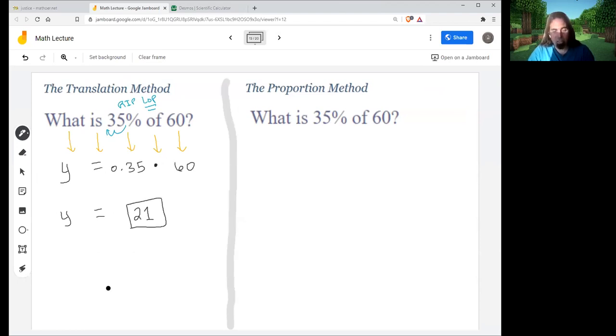Everyone okay with the left-hand side? Yep. So what we got was is becomes equals, of becomes times, what becomes our y, and I guess I should make a dot because I made a dot above, huh? That's multiply. And then if there's a percent, we're going to need to do riplop.